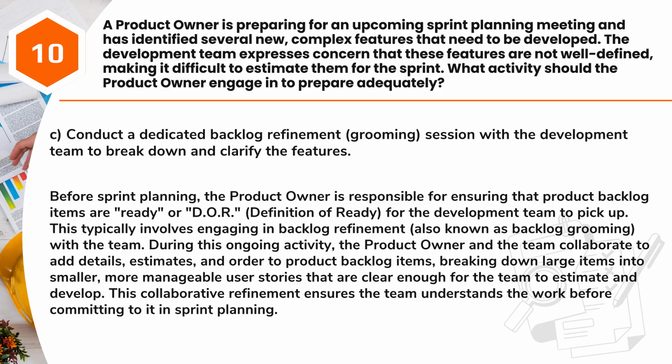During this ongoing activity, the product owner and the team collaborate to add details, estimates, and order to product backlog items, breaking down large items into smaller, more manageable user stories that are clear enough for the team to estimate and develop. This collaborative refinement ensures the team understands the work before committing to it in sprint planning.